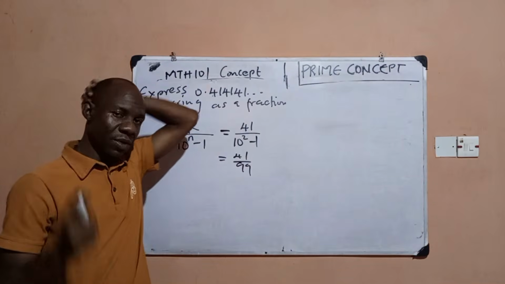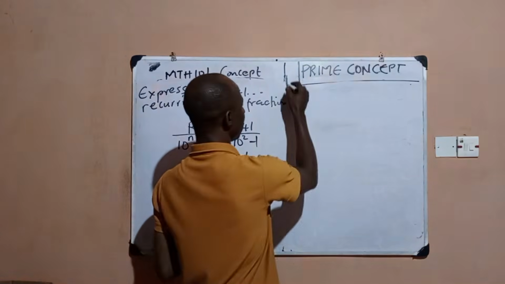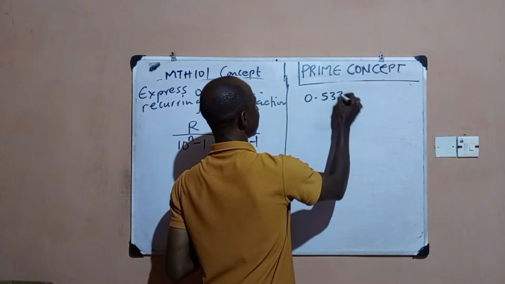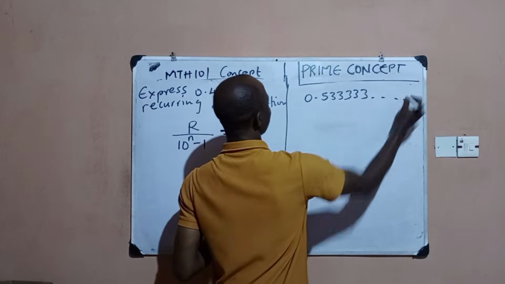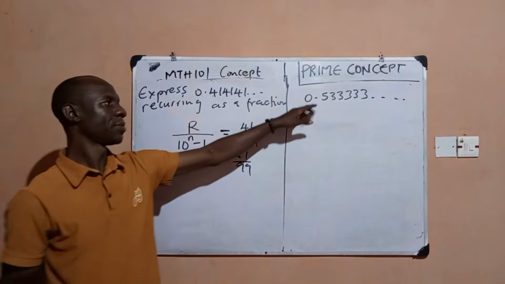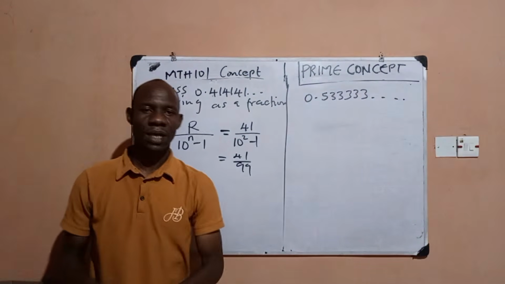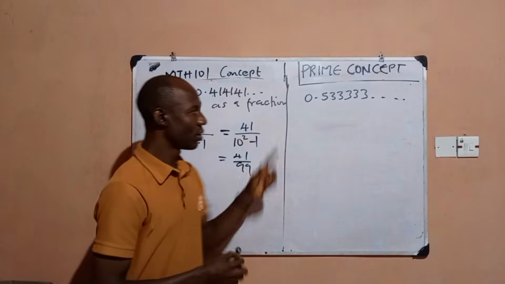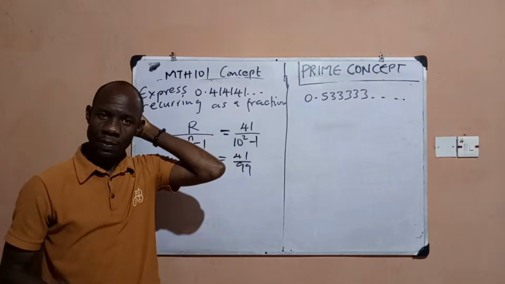Now it is clear, but watch, exam can test you this way. Exam can give you something like 0.533333 and so on, and say that you should express this as a fraction. Can you do that? Yes, we need to do it.